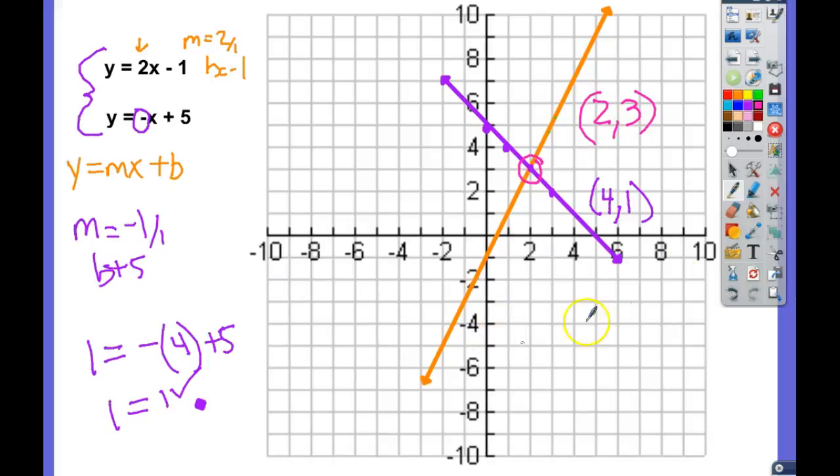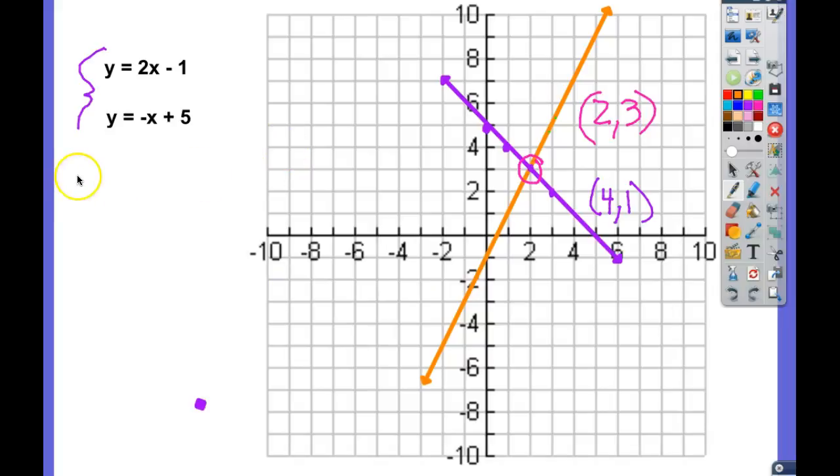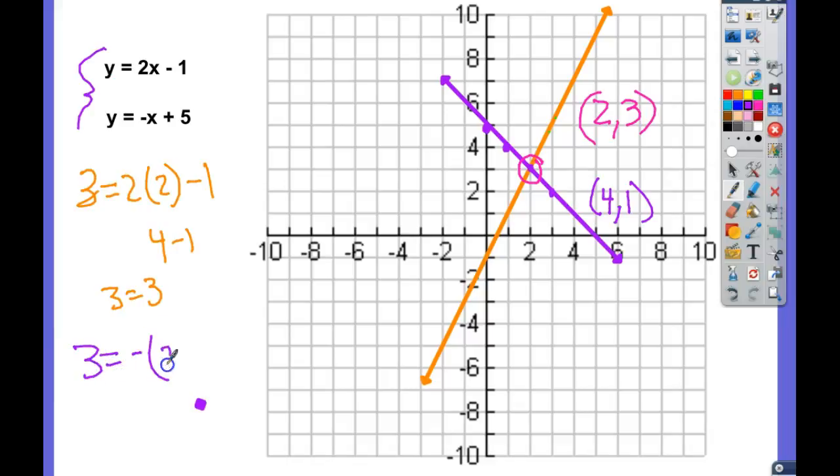2, 3. Let's plug that in. 2, 3 for the first equation. So that means 3 equals 2 times 2 minus 1. 2 times 2 is 4 minus 1 is 3. 3 equals 3. Hooray! For the next one, 2, 3, that means 3 equals negative 2 plus 5. Negative 2 plus 5 is 3. 3 is 3. Hooray! It works for both of them. That's a coincidence that they're both 3 equals 3. But the important part here is that it works for both of them.